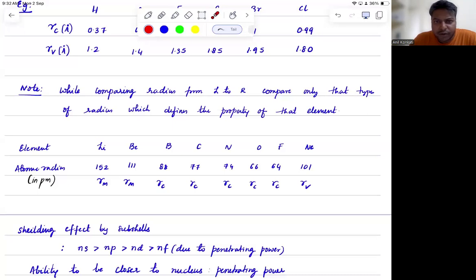Sir, in heterodiatomic, is the covalent radius half of the internuclear distance calculated also? No, beta. In hetero, if the electronegativity difference is there, then you have to use the Shoemaker formula. Okay.